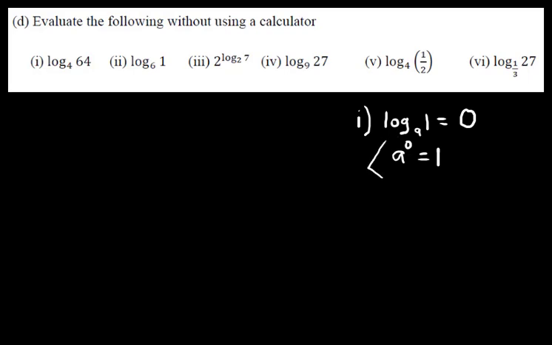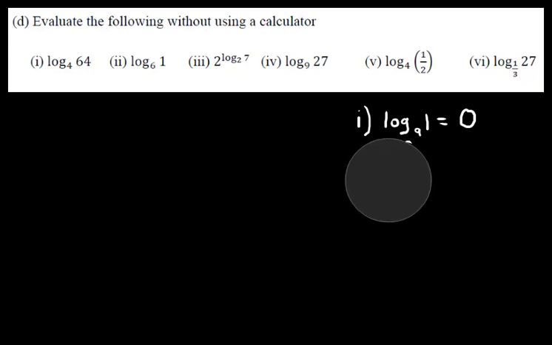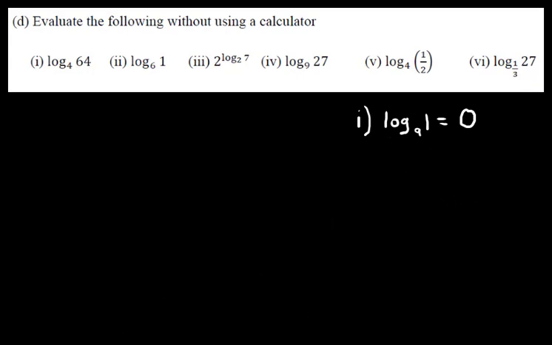Another way in which we can demonstrate this is that it's the same as log a of a raised to the power 0, because a to the power 0 is equal to 1. Then using logarithmic rules, this can drop to be 0 times log a. Then we know that 0 multiplied by anything will give us 0. So that's how we can prove that. Always when we have log a of 1, it will give us 0.